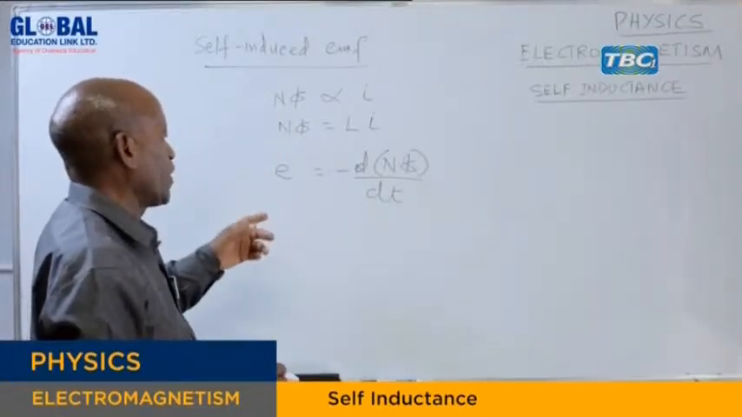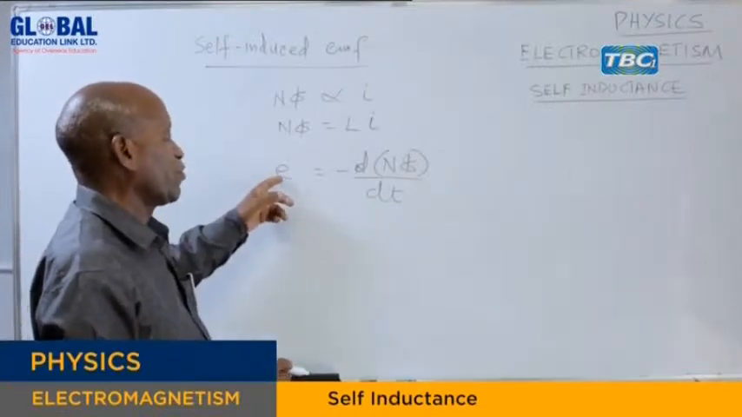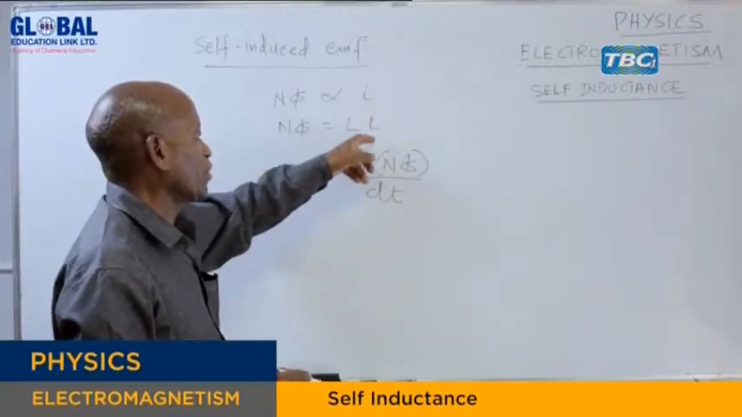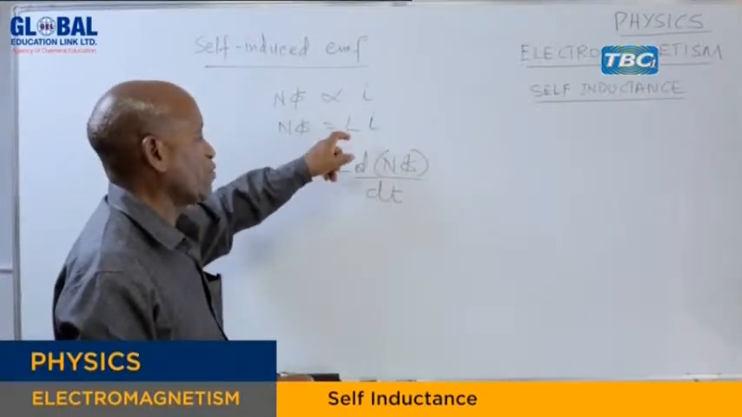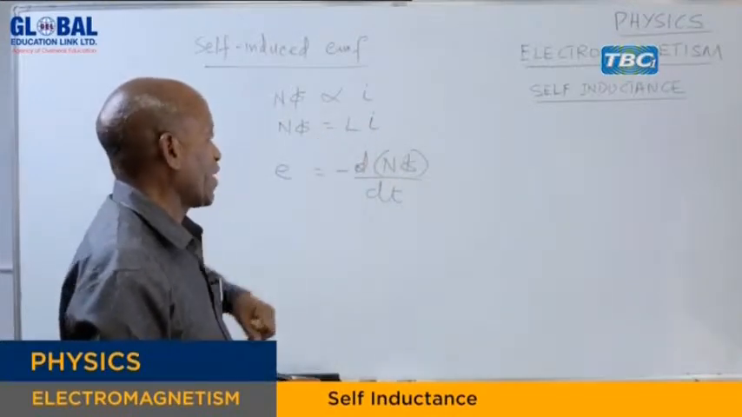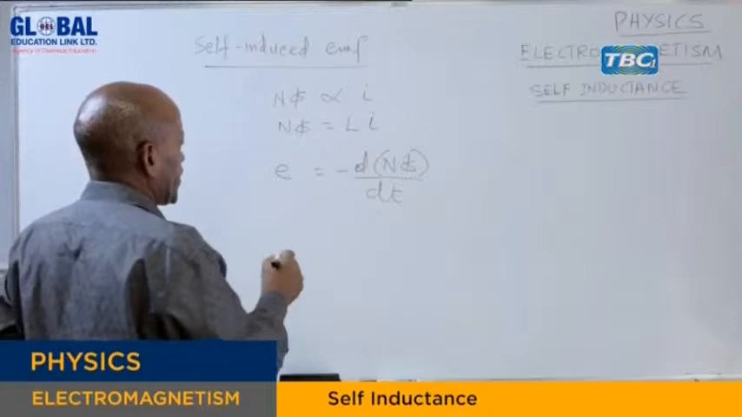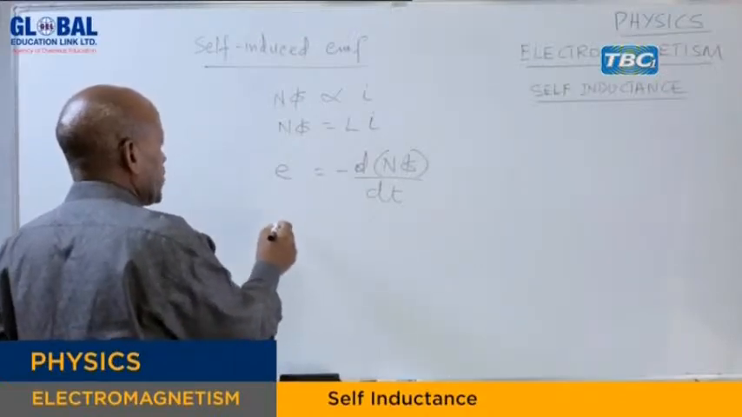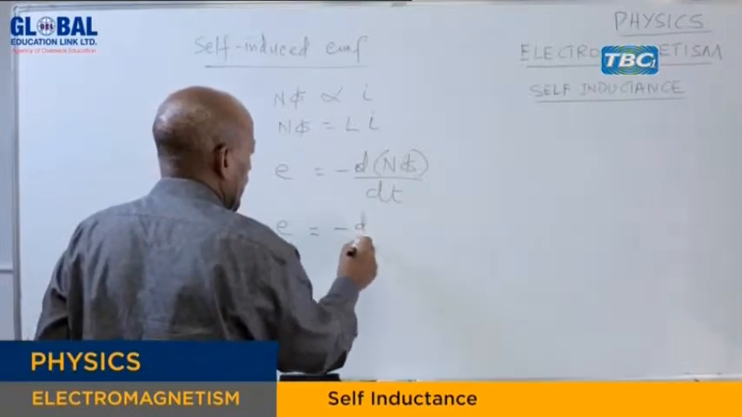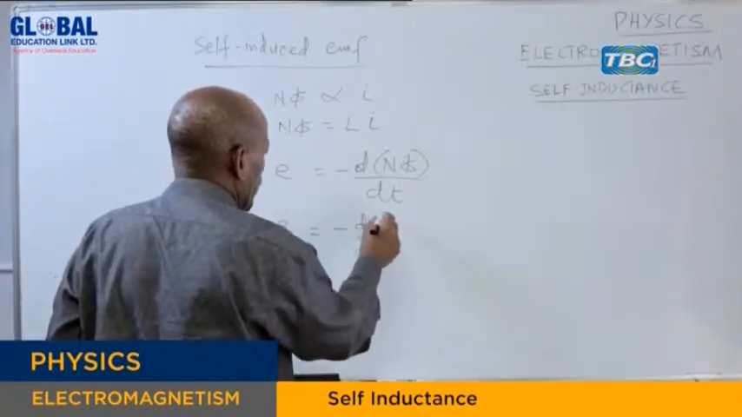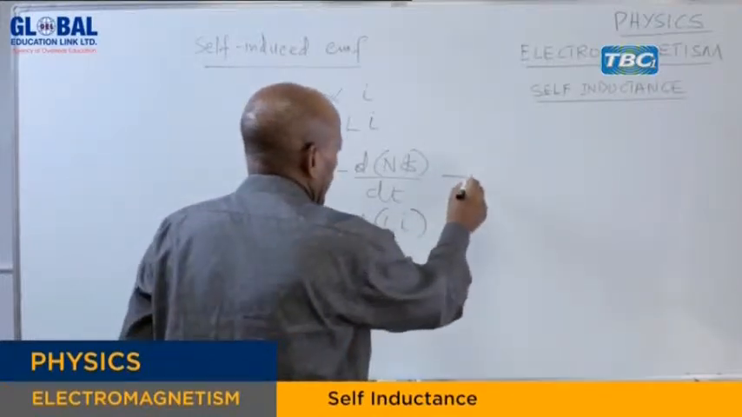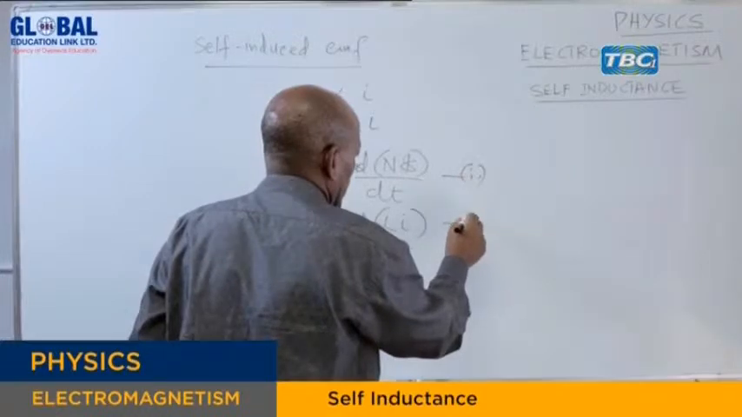And you can find that if here I'm talking about the induced EMF E, then N phi is the same as the product of L times I, the inductance of the inductor times I. So we can also say that the induced EMF E will be equal to minus the rate of change of L times I. So we have these two particular expressions.